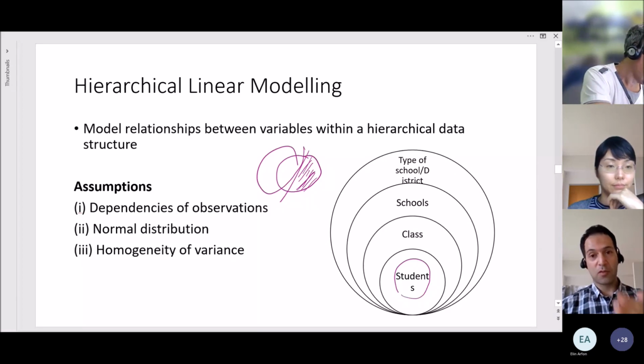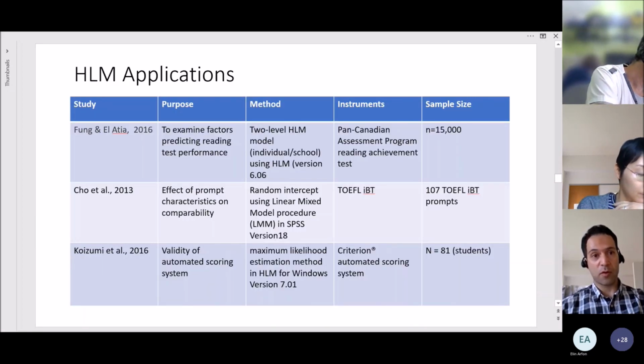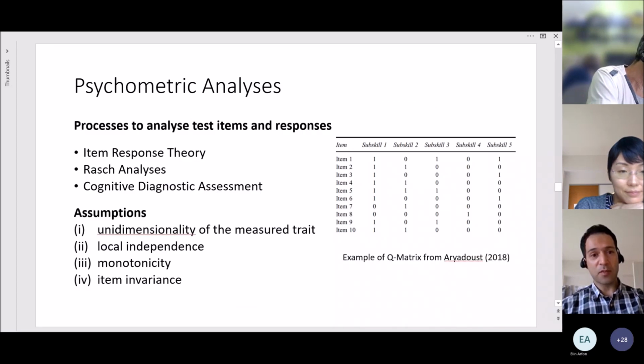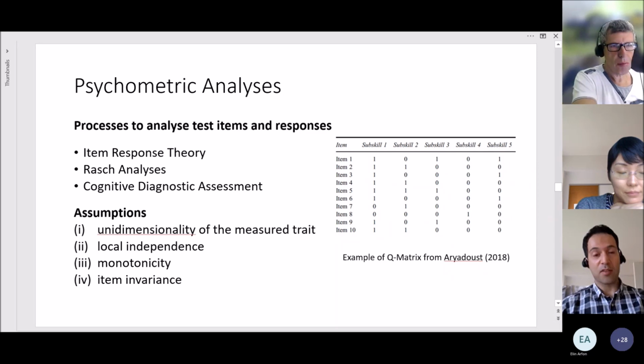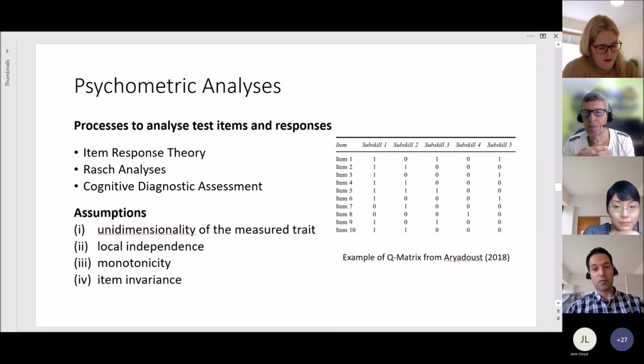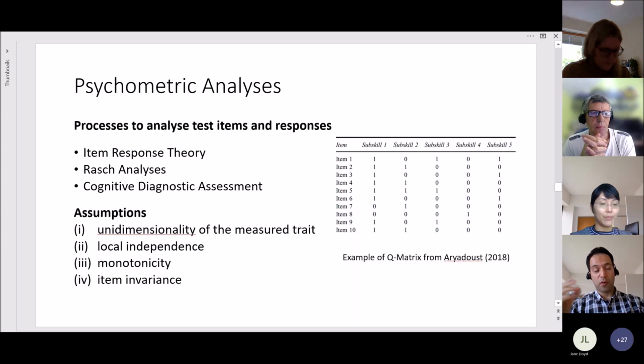If you'd like to talk about it more, I'm very happy to talk about it. These are some examples of HLM in language assessment. I can share the slides with you later. Don't worry about it. And psychometrics, I think I'm running out of time, so I just want to say that psychometrics usually refers to a group of techniques that allow us to measure students' performances.